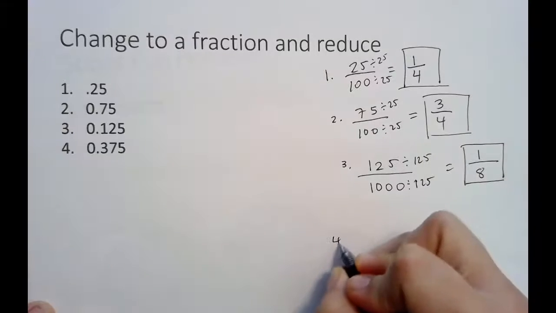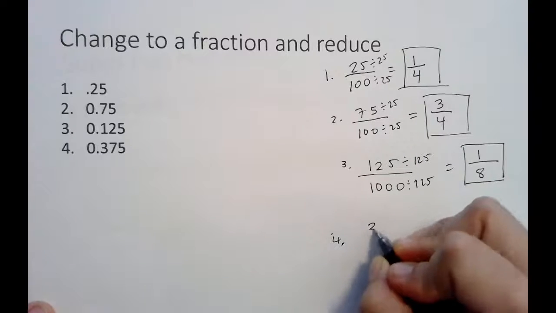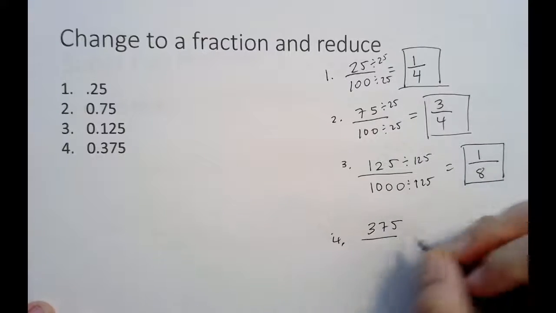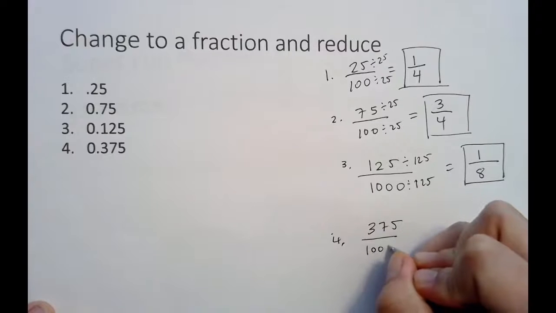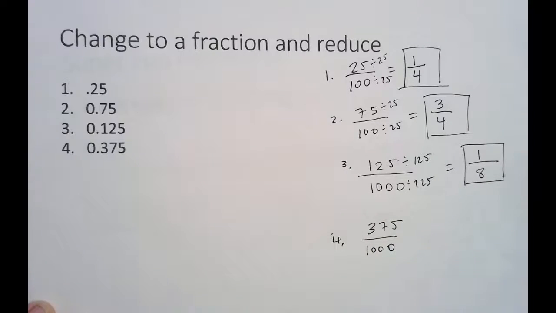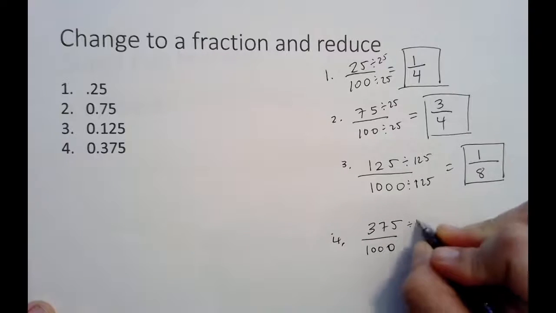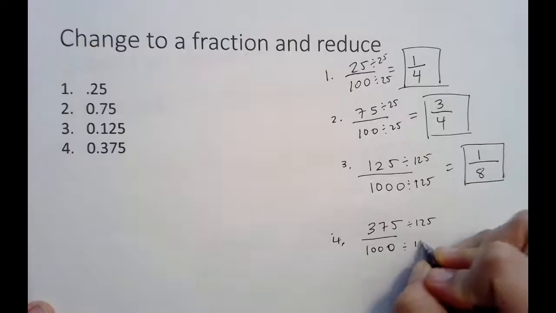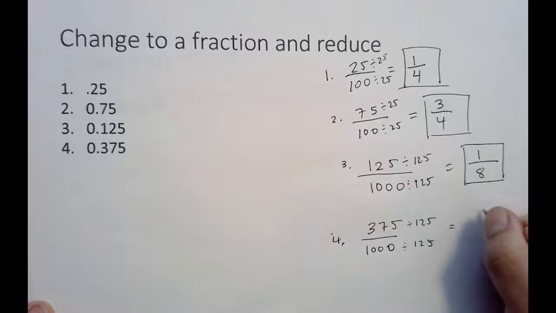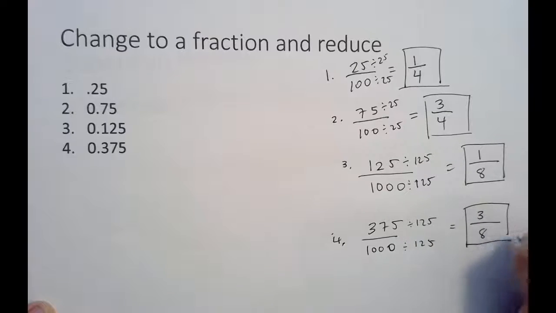Okay, and then the last one, 375 thousandths. If I divide top and bottom by 125, you could have also done prime factorization and then reduce that way, remember? Okay, this reduces to become 3/8.